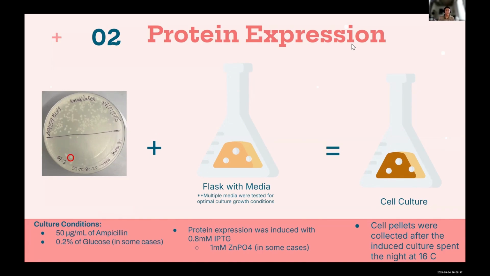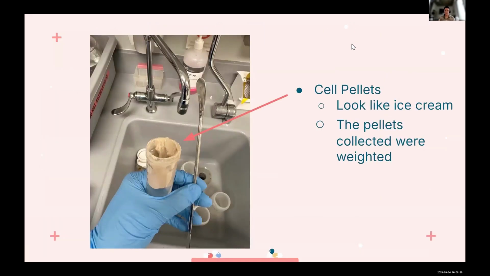Essentially, we grow one of our colonies, as shown on the left, with multiple media. This is where we tested multiple media and media conditions. We expand the growth of our cells and then collect them, and this is what they look like. They kind of look like ice cream. Each time we collected those cells, we weighed them to compare the different conditions, and I'll talk more about that in the results section.